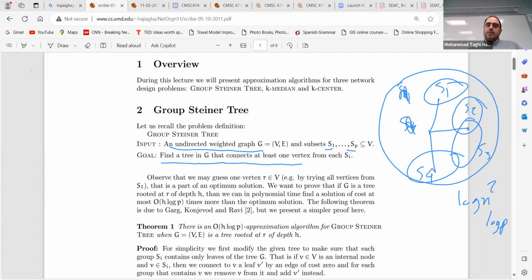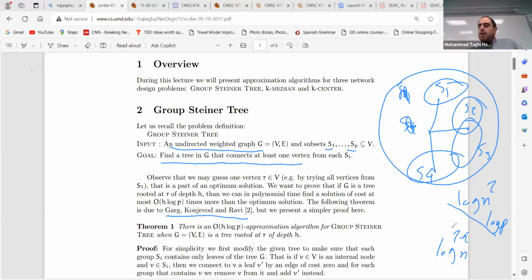This is the actual proof. The first proof is by Garg, Konjevod, and Ravi, and nobody has improved it, so this is a big open problem. You can show that on trees, you cannot get better than log n to the 2 minus epsilon. Even on trees, you cannot get better than this. But it is important whether we can close the gap between these two problems or not.